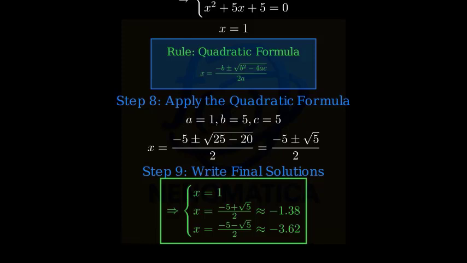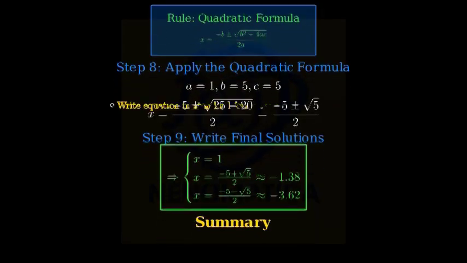Let's simplify the last two solutions further. The second solution is approximately negative 5 plus 2.24, all divided by 2, which is approximately negative 1.38. The third solution is approximately negative 5 minus 2.24, all divided by 2, which is approximately negative 3.62.